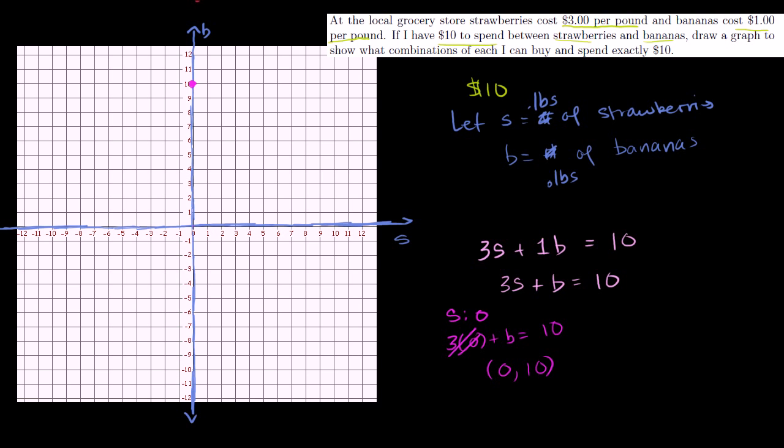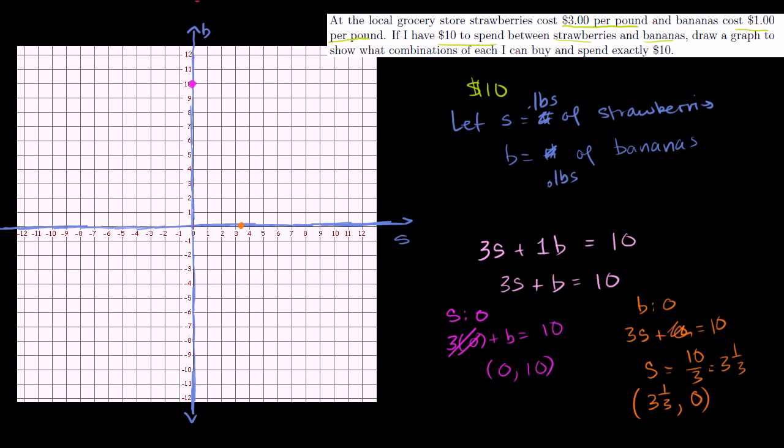Now, what about the other scenario? What about the scenario where I get no bananas? I get 0 pounds of bananas. Then let's substitute back here. We have 3 times my pounds of strawberries plus 0 pounds of bananas will equal 10. That's just a 0. Divide both sides by 3. If I get no bananas, I can get 10 over 3 pounds of strawberries. Or this is equal to 3 1/3. So we would have the point 3 1/3 pounds of strawberries, 0 pounds of bananas. And then we can connect the line.